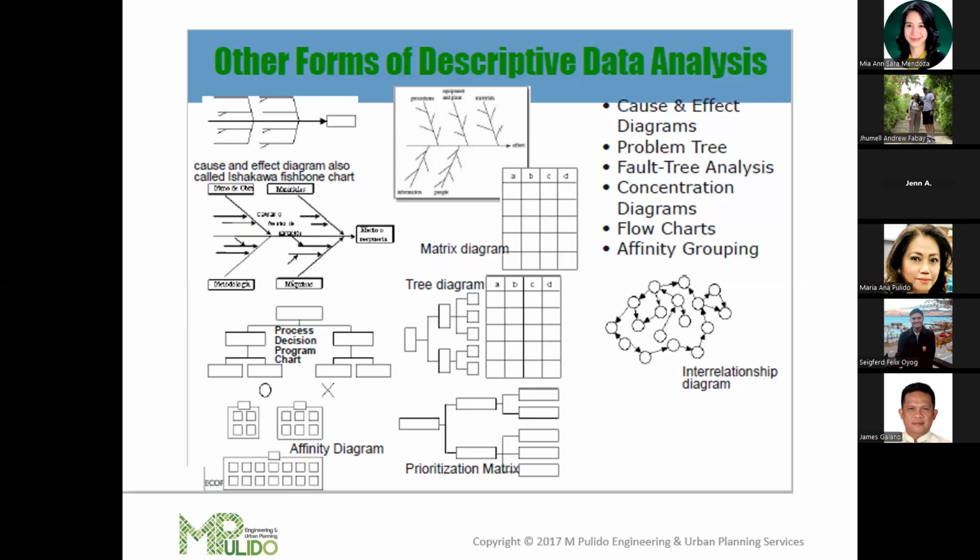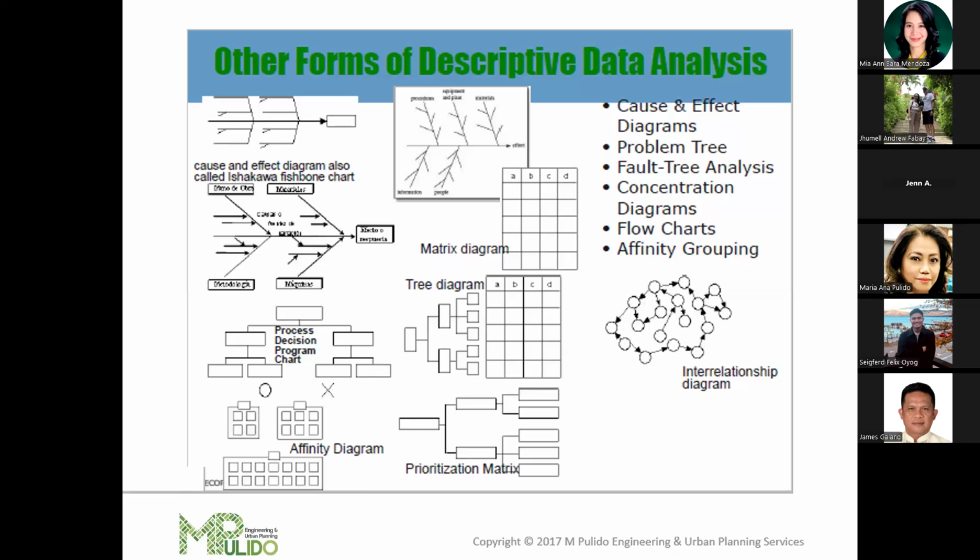So, matrix diagram. Meron ba? Matrix, cause and effect, concentration diagrams. Matrix diagram, hindi man nakalagay dito sa bullet, but it has a table or figure there. So matrix shows relationships between two sets of items like stakeholders and concerns or projects and funding sources. So it helps you evaluate intersections and correlations visually.